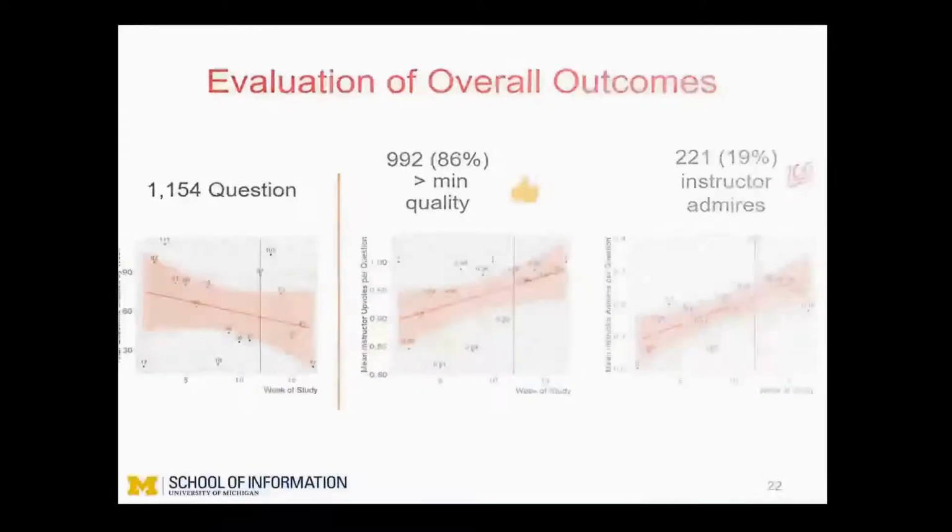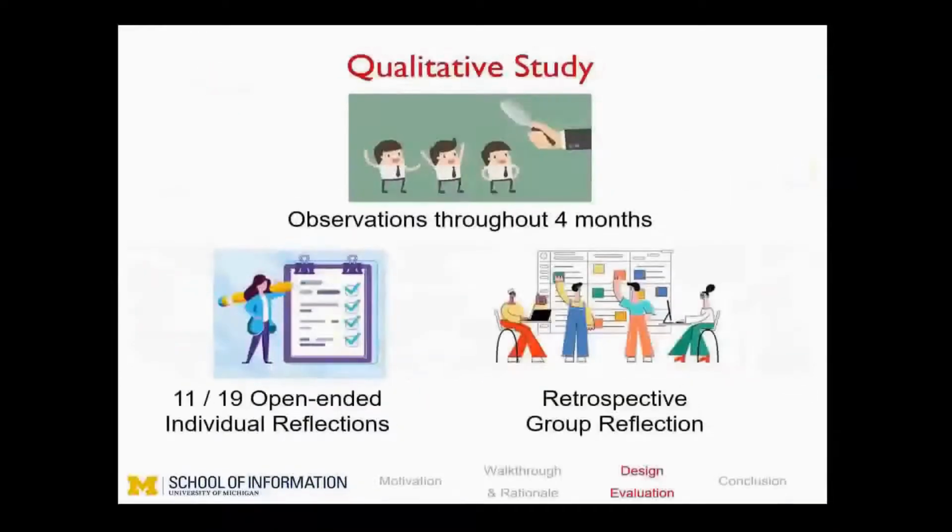Our primary source of evidence is qualitative. We observed behavior throughout. At the end of the study period, we collected open-ended individual reflections and conducted a retrospective group reflection session. For the individual reflections, we asked the students to fill out an anonymous Qualtrics survey with 13 open-ended questions. 11 out of 19 students filled out the survey. Each prompt asked the students about possible alternative designs for one feature that they experienced.